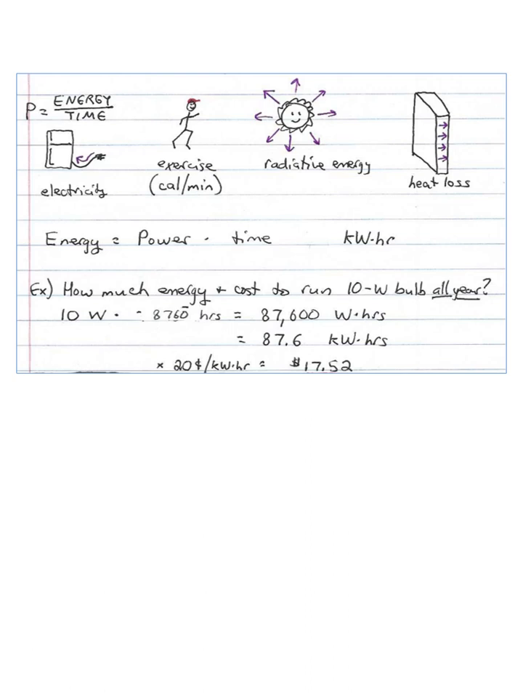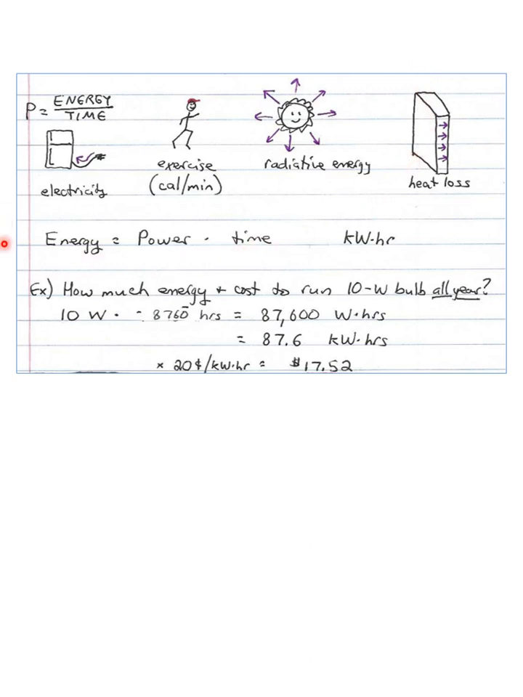Now, as I mentioned a few minutes ago, power can mean more than just work over time. In a more general sense, it can be energy over time. So we can talk about electrical power. We can talk about the power generated as you exercise that might be measured in calories per minute or calories per hour. It could be radiative power coming out from the sun or a light bulb. It could have to do with heat loss that we'll get into later on.